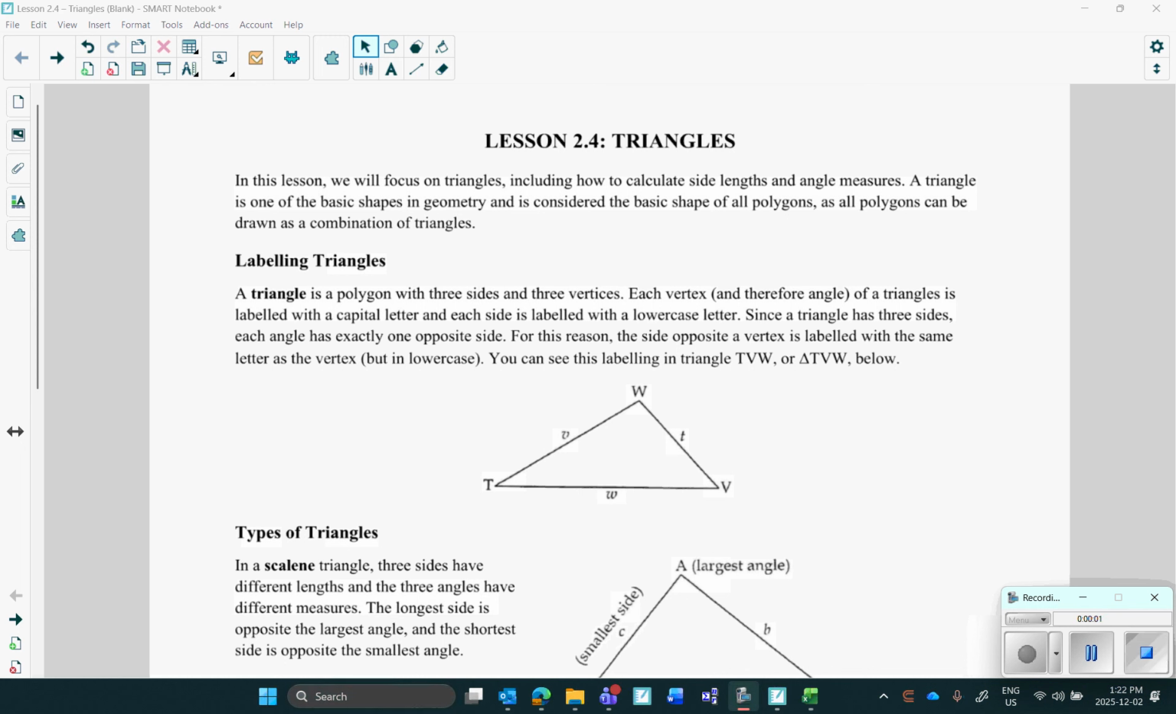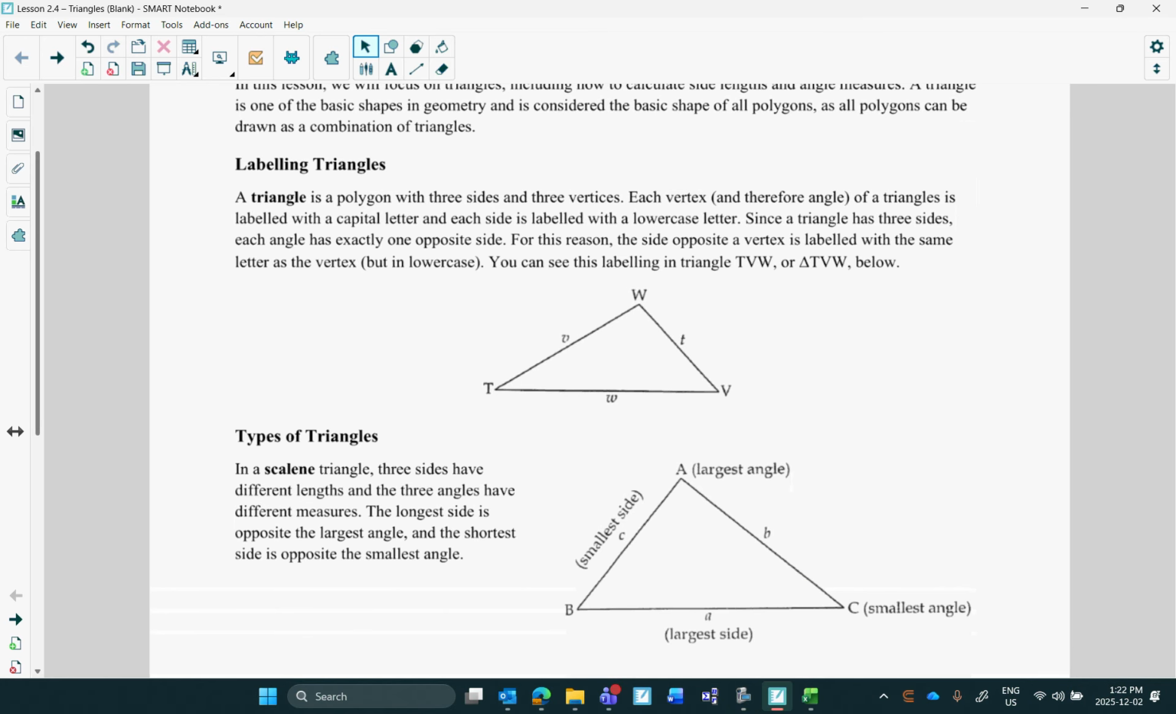So we're going to actually wrap up the unit with triangles, sort of all things triangles. And remember, a triangle is just a type of polygon, except it's got three sides. Okay? And how do we label triangles? Well, much the same way we did quadrilaterals when we looked at them in previous lessons.